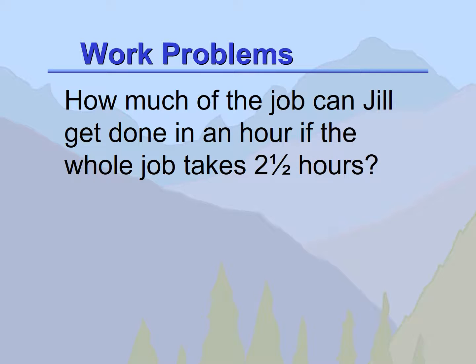Now, what if it's a job that takes 2.5 hours? Well, since she's only doing 1 hour's worth of work, it would be 1/2.5, or 1 divided by 2.5, or 1 divided by 5/2. And division is the same as multiplying by the reciprocal, so that would be 1 times 2/5, or 2/5, which means she would have 2/5 of the job done in 1 hour, if an entire job took her 2.5 hours to do.